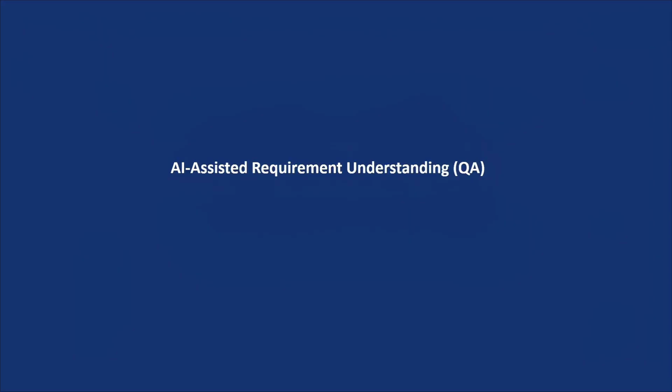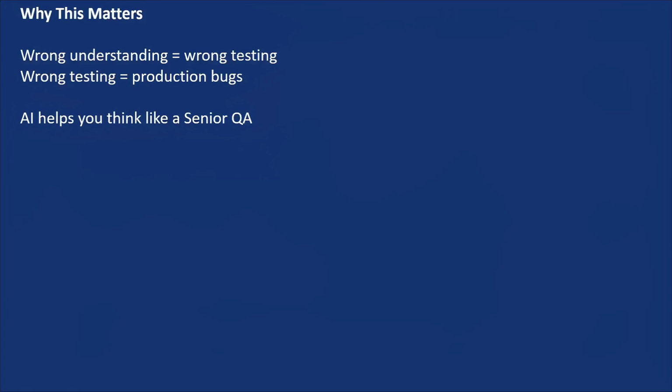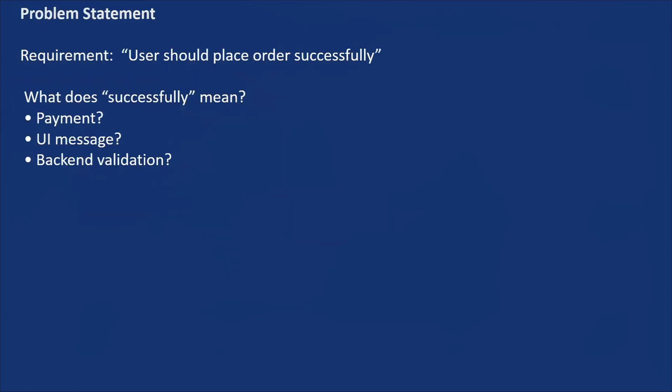Assisted requirement understanding. So now let's move to one of the most powerful real world uses of AI in QA, that is basically requirement understanding using AI. Because in real projects most bugs happen not in testing but in understanding the requirements. And today I will show you how AI can help you understand requirements like a senior QA engineer. So let's move ahead with this.